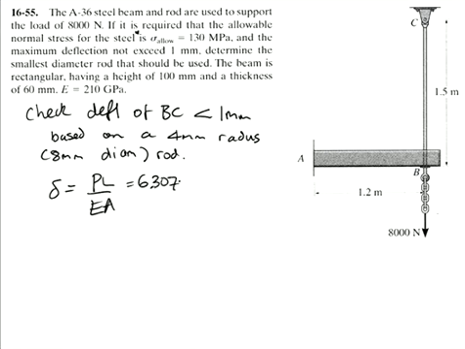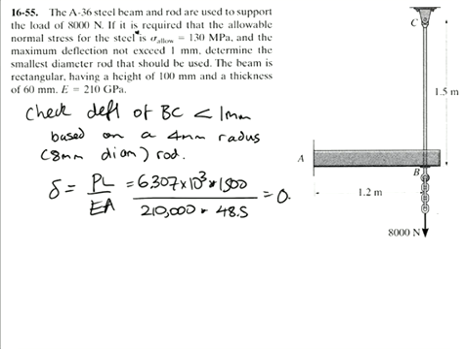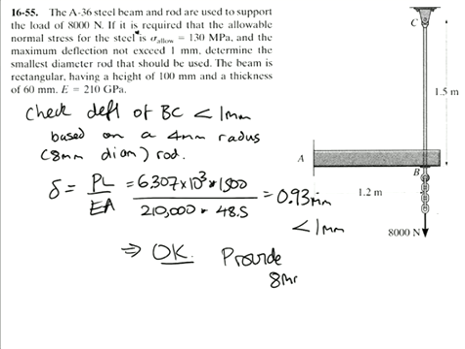And we cross our fingers. Now I'm going to work in newtons again. PL on E times, I'll just put in my original area. And that gives us a deflection of 0.93 mil, which is less than 1 millimetre. Therefore, we're okay. So provide an 8 mil diameter rod.